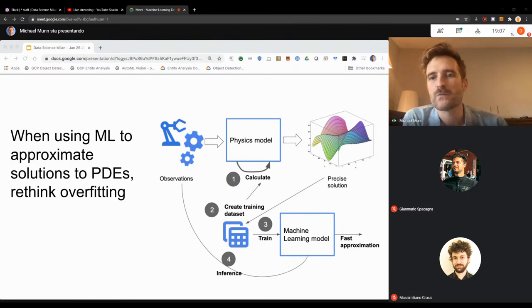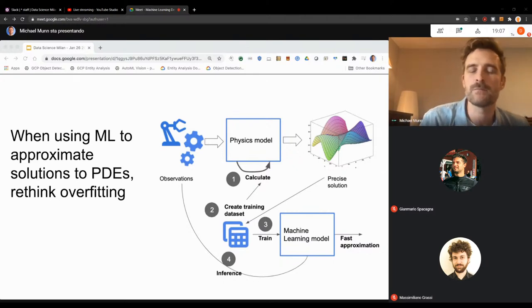Instead, the observations are collected from the physical environment and then used as the inputs, almost like a lookup table for a physics-based model that carries out iterative numerical calculations to calculate the precise state of the system.